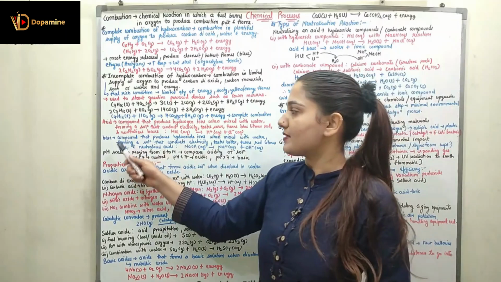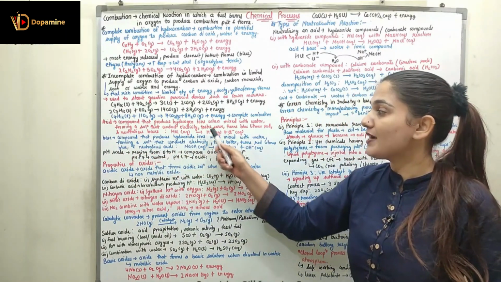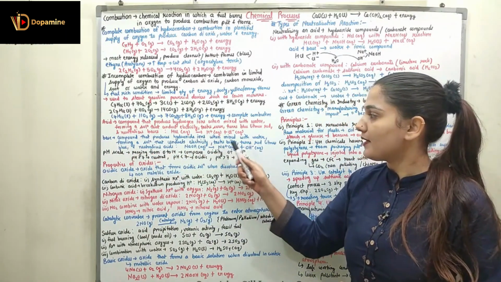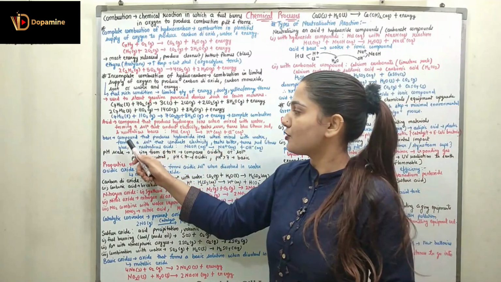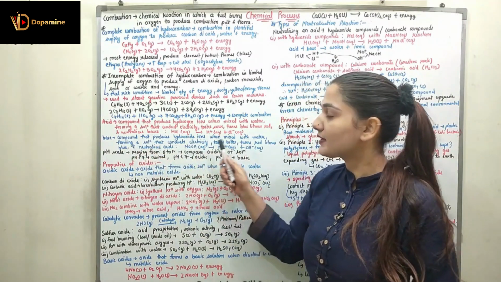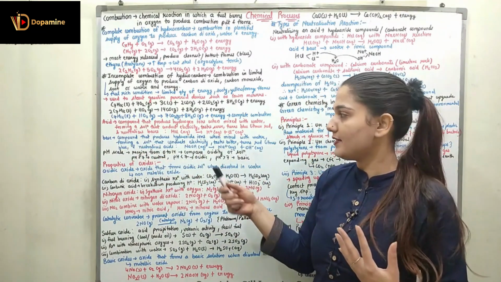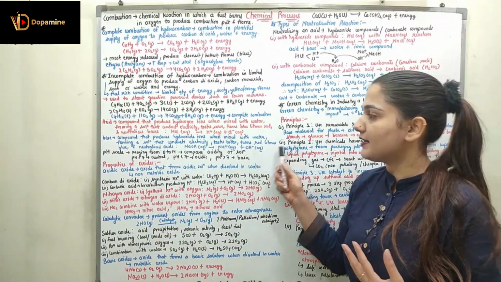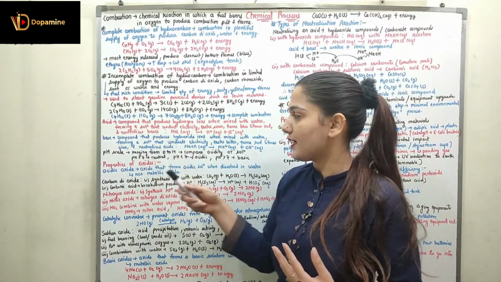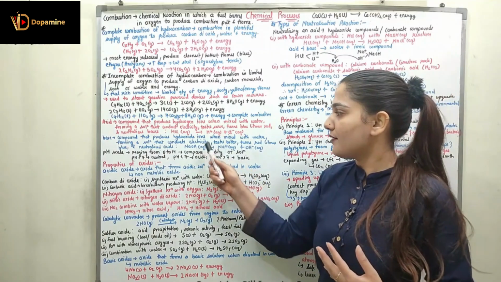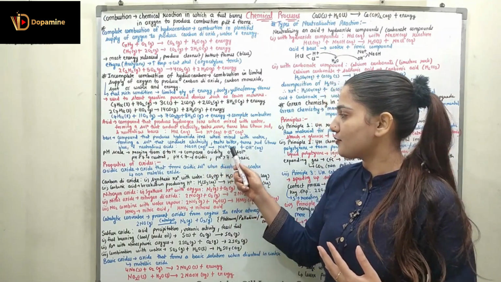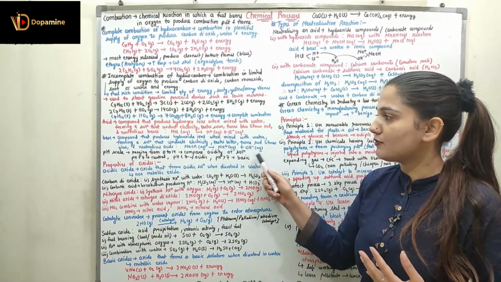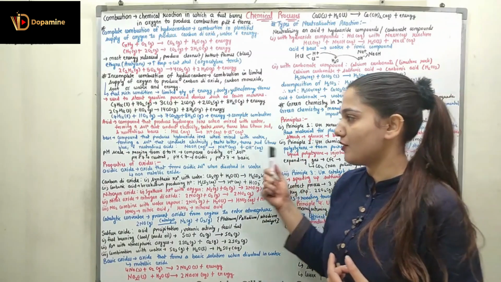Now coming to the base. A base is a compound that produces hydroxide ions, right? When mixed with water, it forms a solution that conducts electricity due to the hydroxide ions. It tastes bitter, turns red litmus blue, and also neutralizes the acid. So here we have NaOH. NaOH is going to give me Na+ and OH-. So you can see we have the hydroxide ion formation.